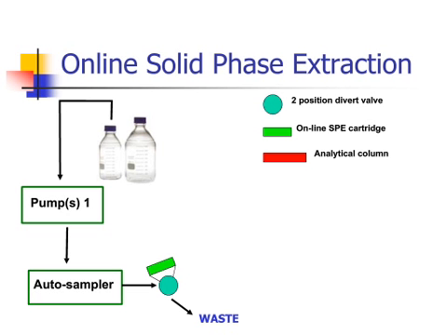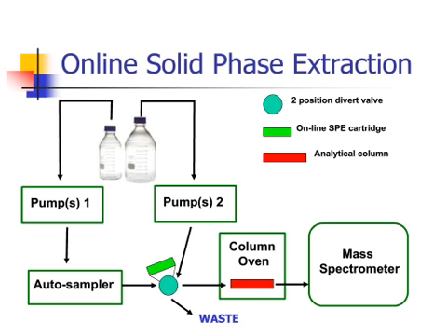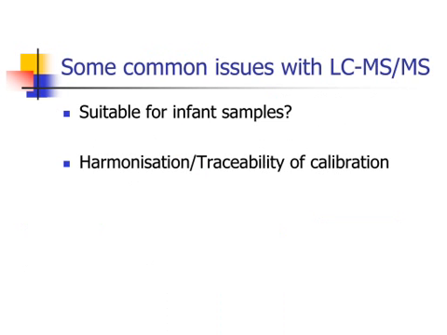quite hardly retained. And then the second set of pumps kick in, the valve switches, and we push the analytes off the SPE cartridge onto an analytical column and then into the mass spectrometer where they're measured. And then before the phospholipids can come off, we switch the valve back again and send them off to waste. So that's worked pretty well for us. We've been using that process for a number of years.